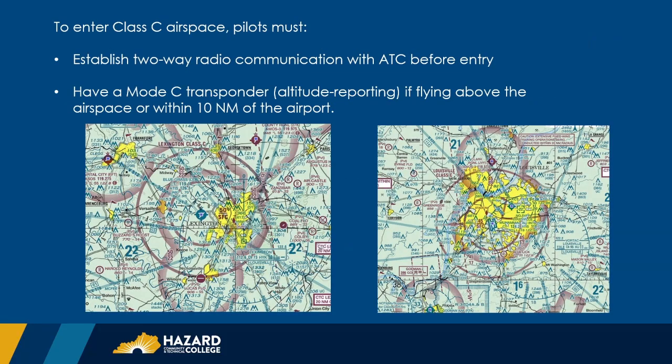To enter Class C airspace, pilots must establish two-way radio communication with ATC before entry, and have a Mode C transponder with altitude reporting if flying above the airspace or within 10 nautical miles of the airport. So this looks a lot like Class B, except it's magenta. And you can tell more so on the left, the wedding cake structure above Lexington. You can on the other two, but I feel like more over Lexington than Louisville.